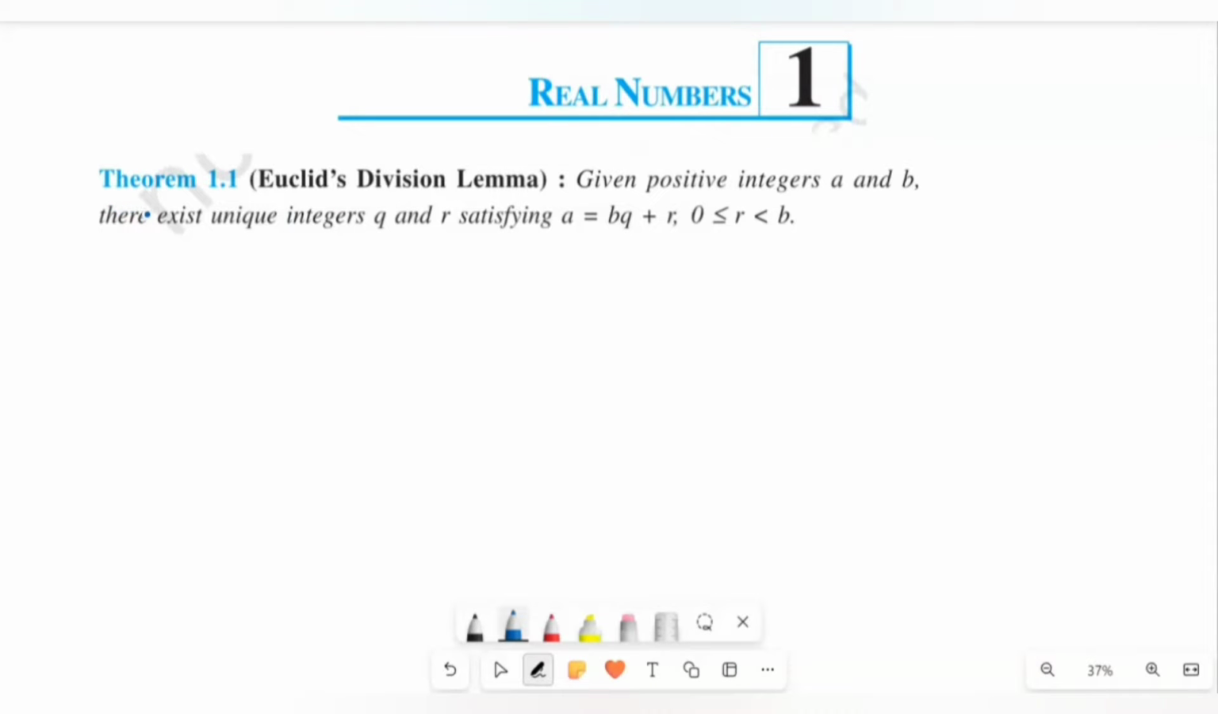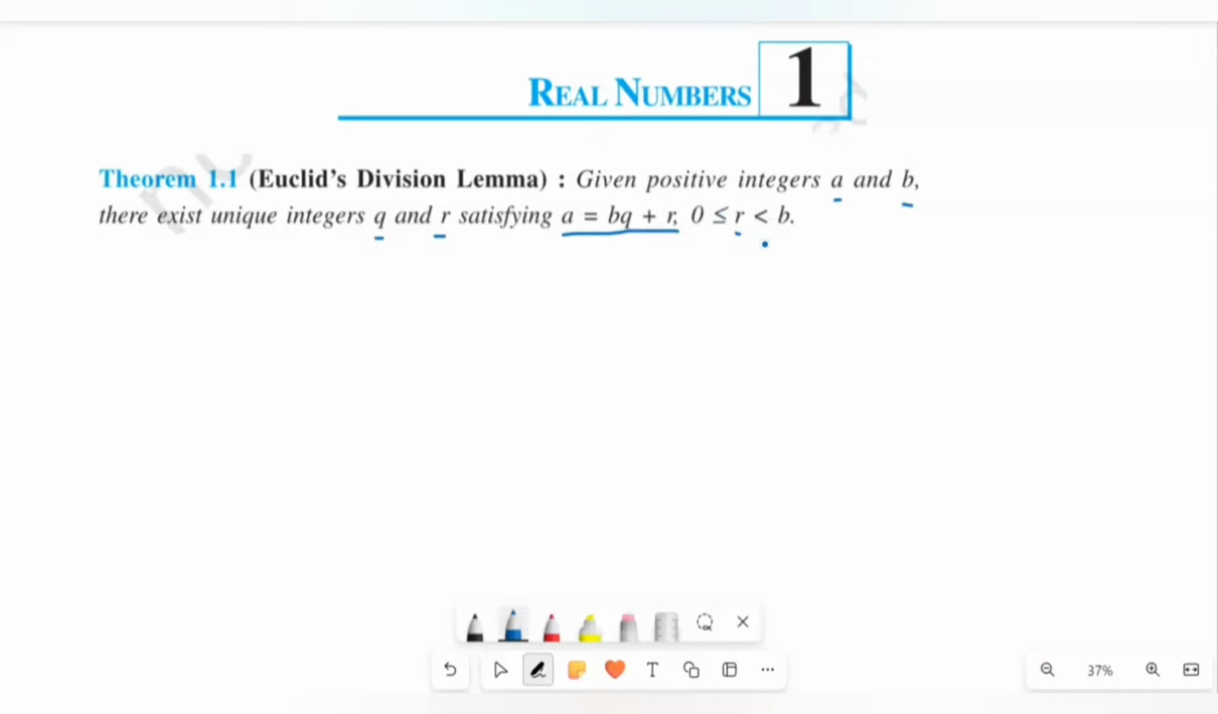In this chapter, the very first and important theorem, 1.1, which is also called Euclid's division lemma. The statement of this theorem is: given positive integers a and b, there exist unique integers q and r satisfying a = bq + r, where r is greater than or equal to 0 but less than b.